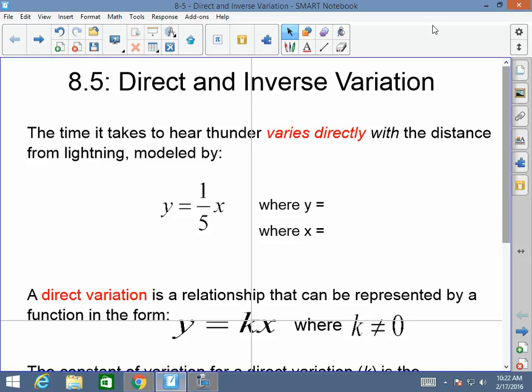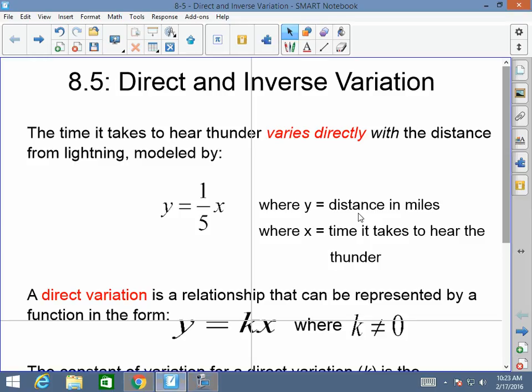The time it takes to hear thunder varies directly with the distance from lightning. It's modeled by the following function. y equals 1/5 x, where y, in this particular case, is the distance in miles the lightning is, and x is the time it takes to hear the thunder. This is what's called a direct variation.